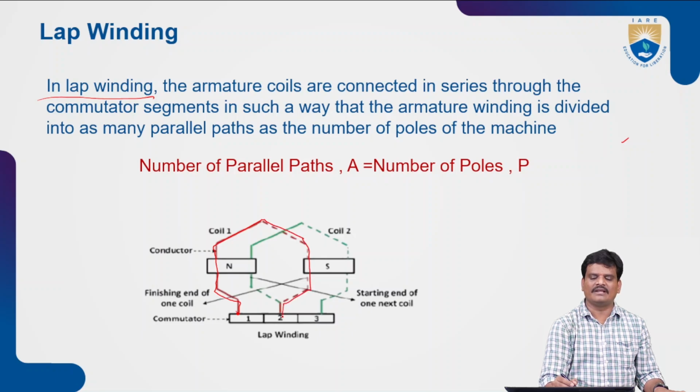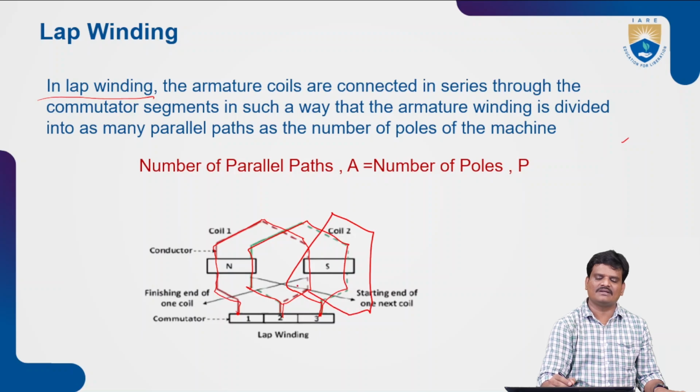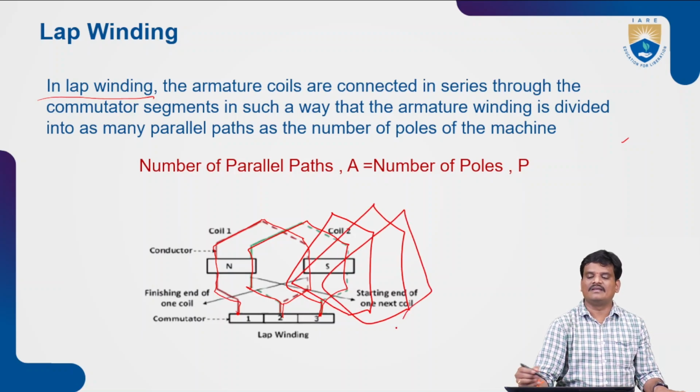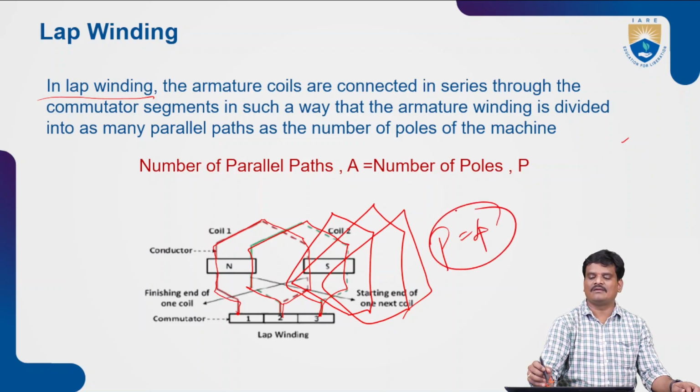It is moving to the next commutator segment, and again it is starting, again it is moving to the next commutator segment. Again the same thing will be repeated like this. It will move to the next commutator segment, and the next. That depends upon the number of poles.